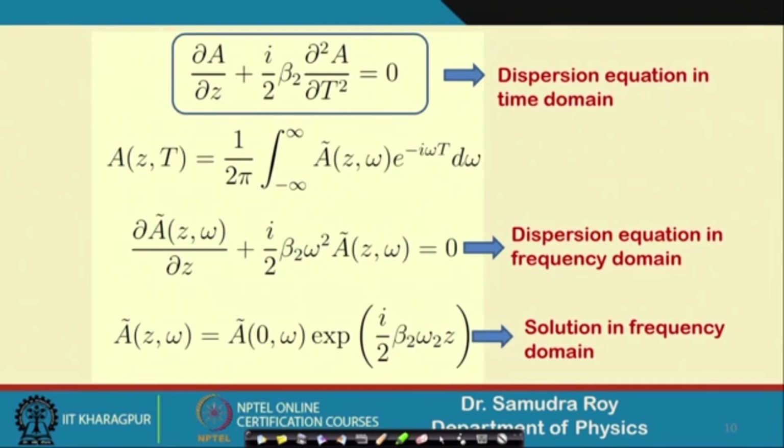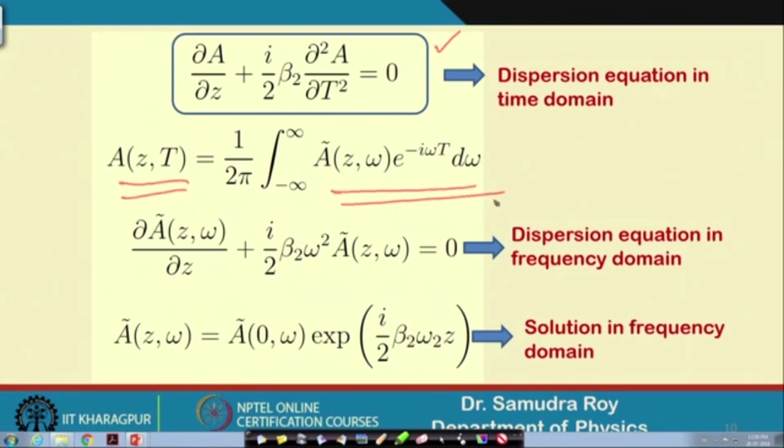Next, we just need to solve this equation, which is called the dispersion equation. We can solve it by putting A in a Fourier transform like this, and when we take the Fourier transform of A, I can go back to the same equation in the Fourier domain and get a differential equation, which is this. This is basically the dispersion equation in the Fourier domain, and you can readily solve it. This is a first order differential equation, which can be solved easily.